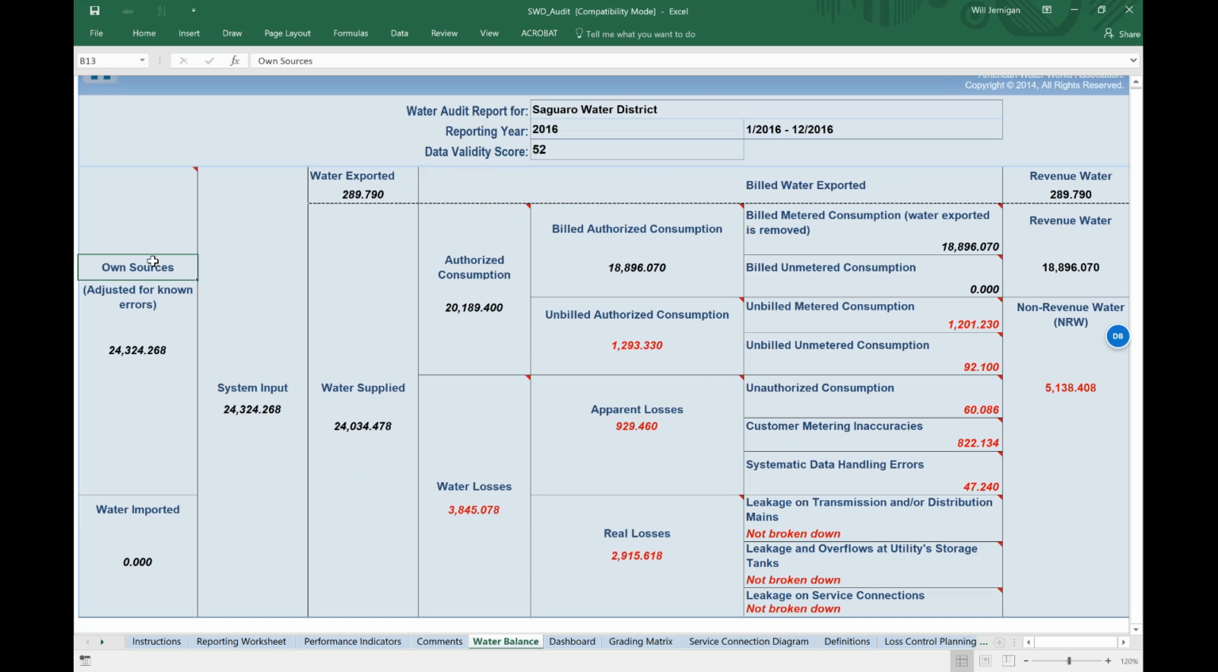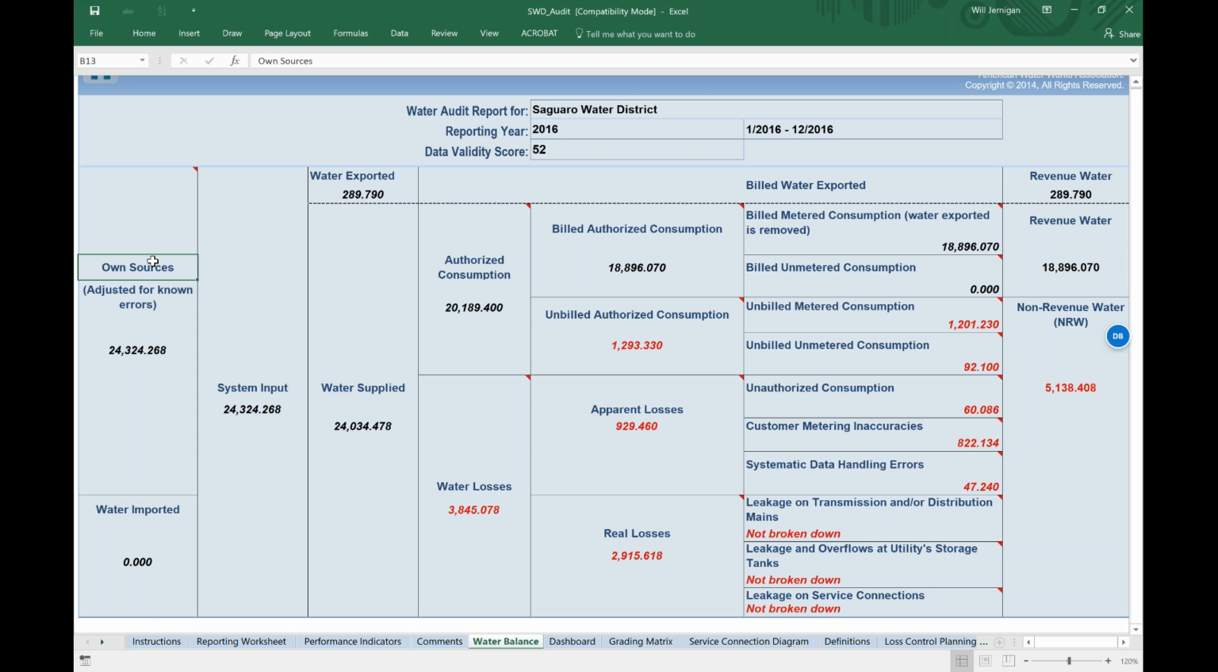No, the reason it's not broken down is, you remember a little earlier in the webcast today, we talked about how breaking leakage down into its subcomponents is not within the scope of this tool. So if it's not broken down, that's just the standard answer. It will never be broken down with just a top-down water audit.